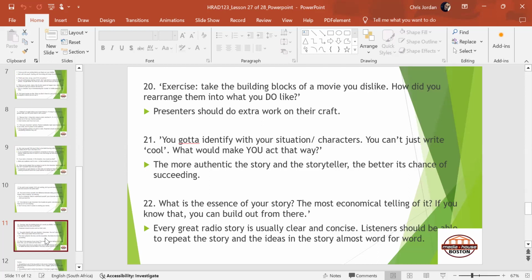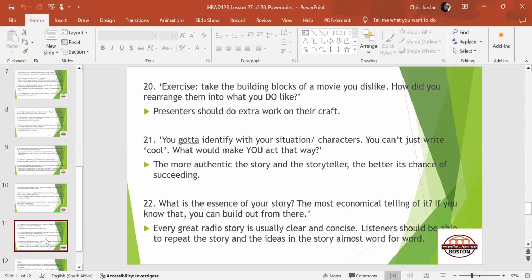Like, there are massive holes in and throughout the movie. There could maybe be only one massive hole in the movie that completely ruined what would otherwise have been a great experience, right? So for us, it's very easy to just remember, because you do have the competency to be able to judge the quality of another product, right? You are more than capable to do it in your own. Presenters should do extra work on their craft.